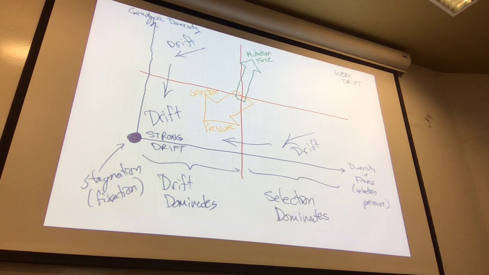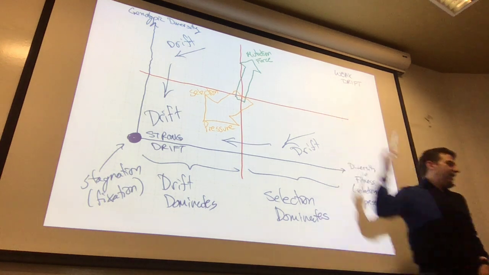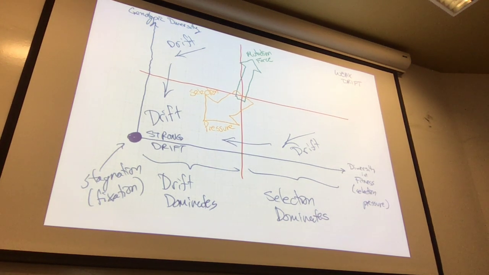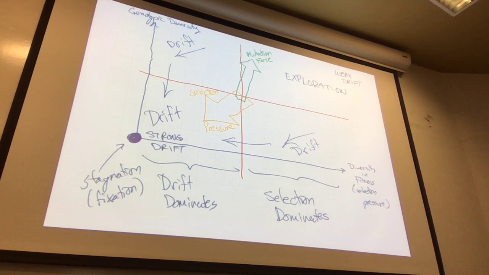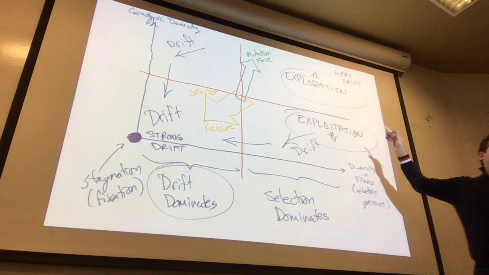And moreover, you could even go farther and say that up here, where you've got a lot of genotypic diversity, you're in an exploration mode, in this direction, and down here, you're in exploitation mode, in this direction. So you've got these regions of drift, exploration, and exploitation, which are dominating this space.